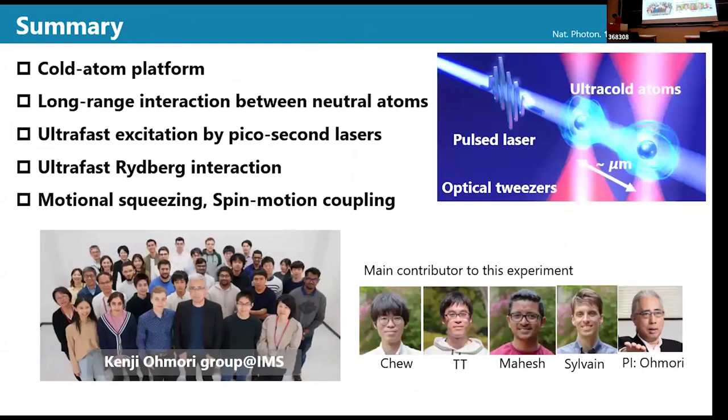Okay, so it's almost time. To summarize, I introduced the cold atom platform, or cold atom experiment, and introduced long-range interaction between neutral atoms, and then introduced a little bit new technique based on picosecond pulse laser to make interaction faster than the conventional way, and some applications on force motion squeezing and spin motion coupling. This is done in Kenji Mori group here, and these are the main contributors of this experiment. And I'd like to finish my talk. Thank you very much.